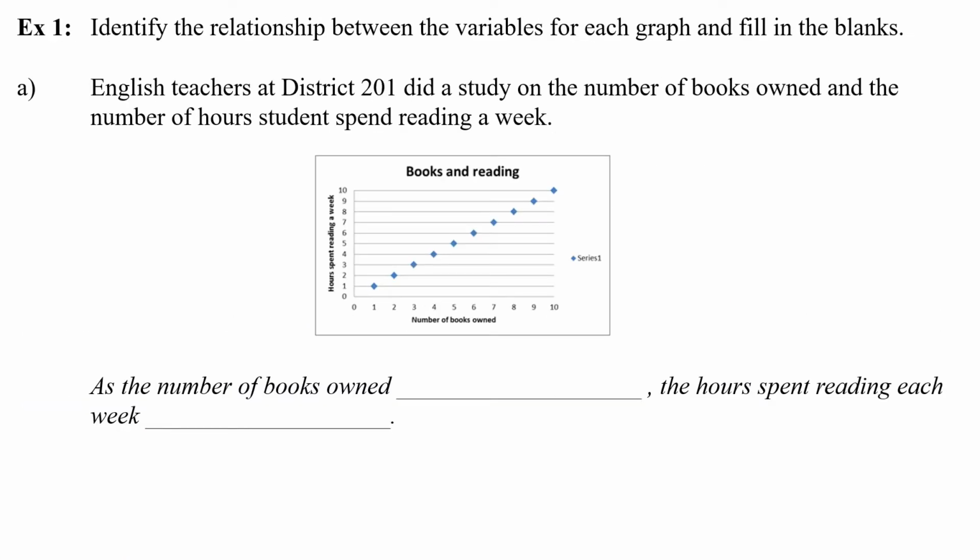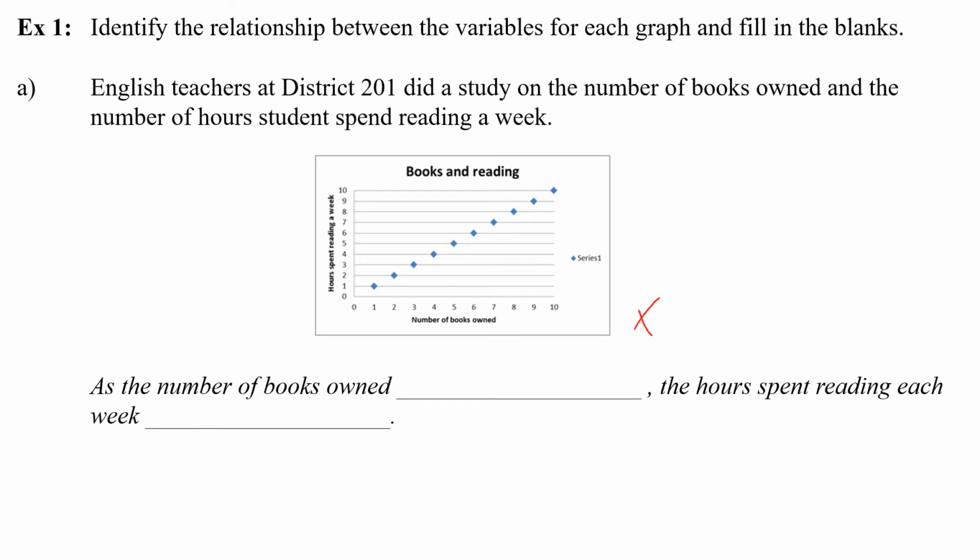Example 1. Identify the relationship between the variables for each graph and fill in the blanks. A: English teachers at District 201 did a study on the number of books owned and the number of hours students spend reading a week. Then they want us to fill in the blanks on the bottom. The bottom says, as the number of books owned blank, the hours spent reading each week blank. So we read a graph from left to right.